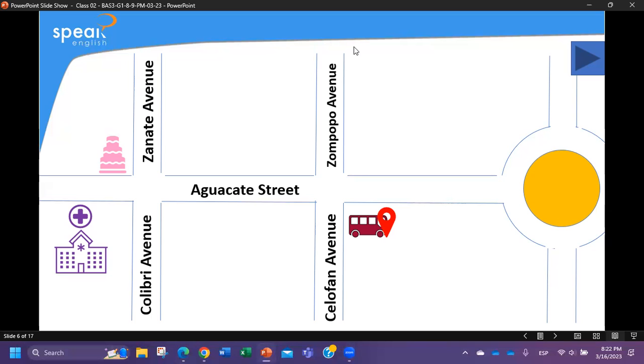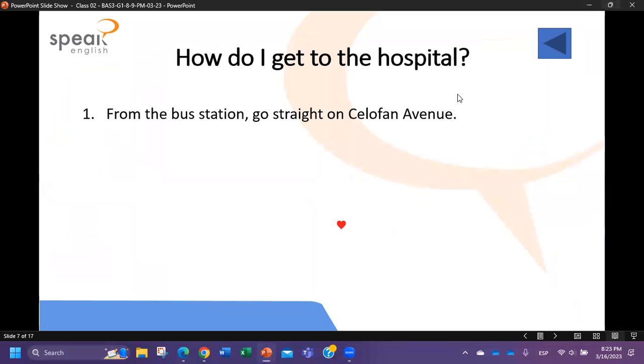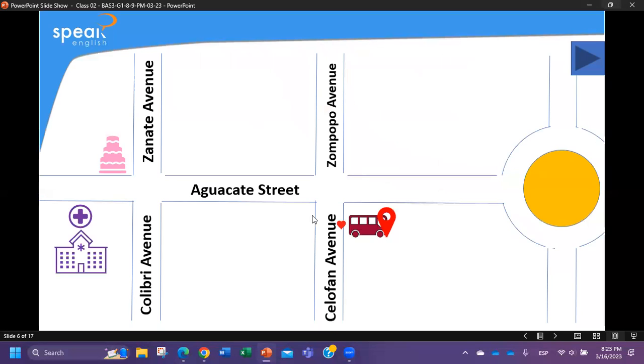Also, if we pretend, for example, I'm going to write it here. If we pretend that probably the place where you are going to be living is here, specifically, probably it's going to be changing a little bit. How do I get to the hospital? From the bus station, go straight on Cellophane Avenue, okay? I'm going to draw it here so you can see what I mean.